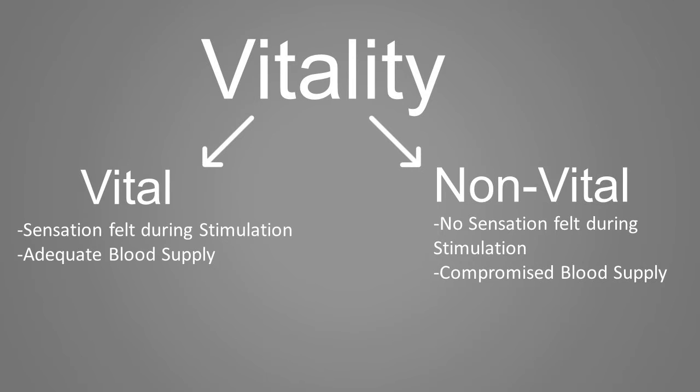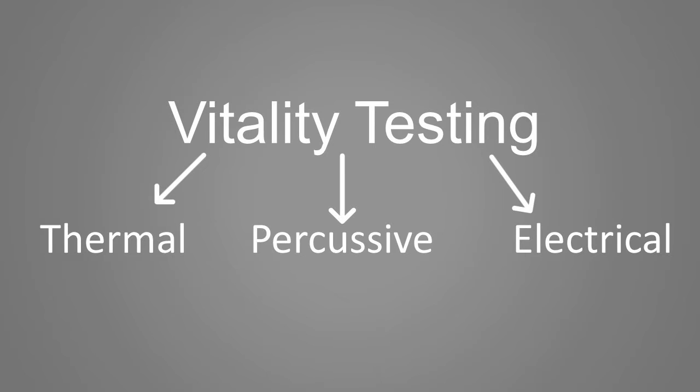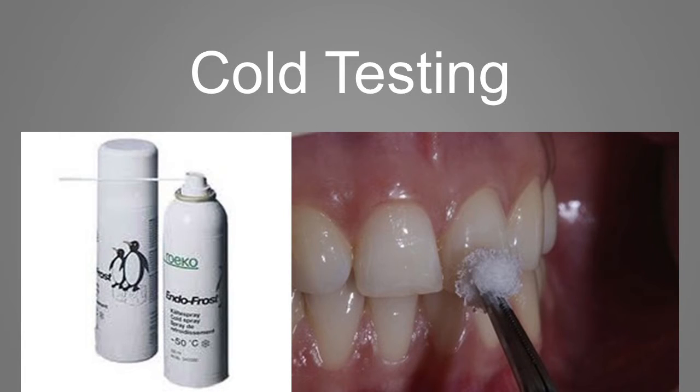There are 3 common pulp testing methods for vitality testing, and these include thermal testing, percussion testing, and electric pulp testing. We would typically try to use all or at least 2 of these methods to help give a definitive diagnosis for pulpal pathology. Thermal testing simply involves placing a warm or cold stimulus on the tooth. Cold sprays are easily used and can be applied to a cotton bud to place on the tooth.